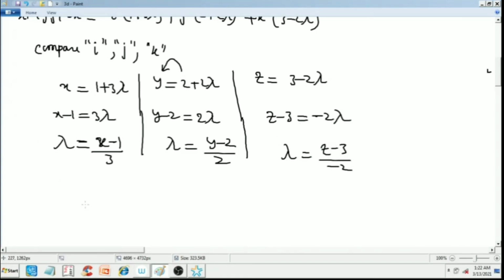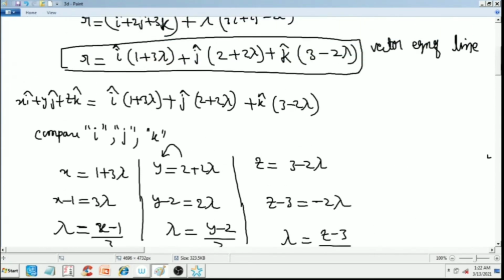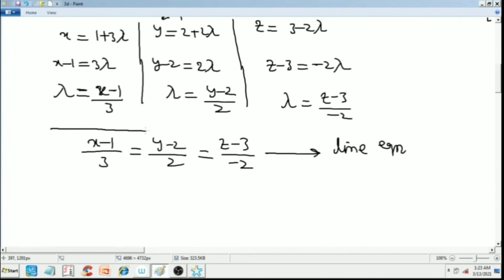Equating the lambdas, (x - 1)/3 = (y - 2)/2 = (z - 3)/(-2) is the line equation. This is the Cartesian line equation.